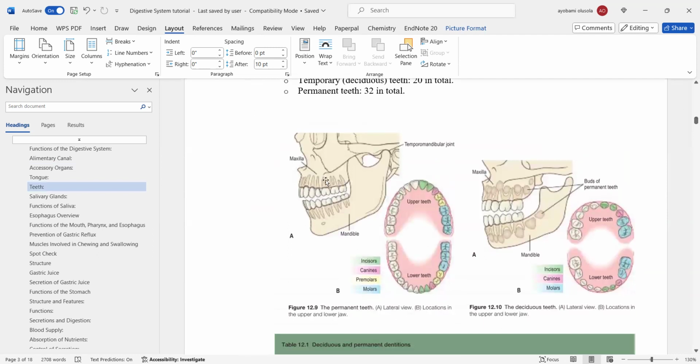Okay, so this is the maxilla, the upper jaw. Then you can see the teeth. Then we have the mandible. Here we have the temporomandibular joint. Now, here is just showing us the type of teeth and the arrangement.